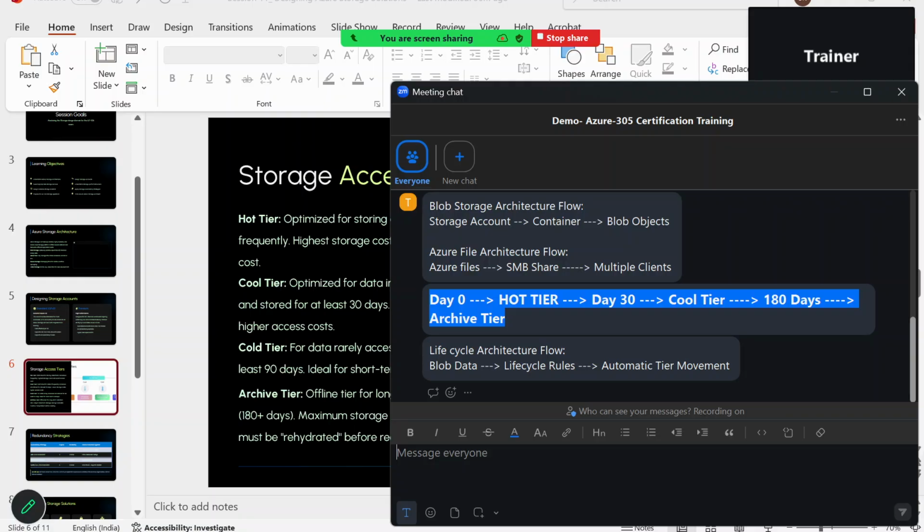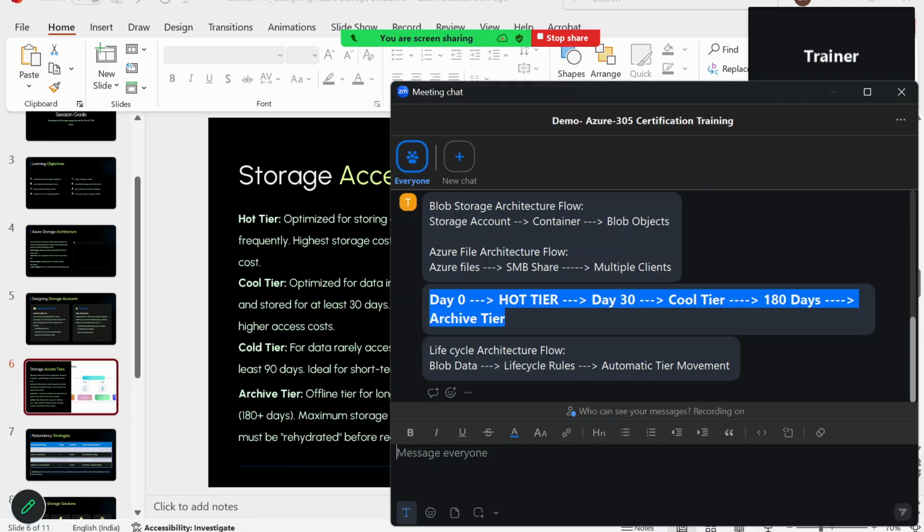Imagine a healthcare organization storing patient records, medical images, insurance documents, or audit logs. So what are the business requirements? No data loss, high availability, disaster recovery, regulatory compliance. The IT team must decide how many copies of the data Azure should maintain and where those copies should be stored.